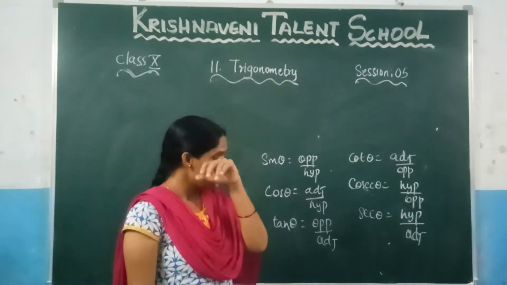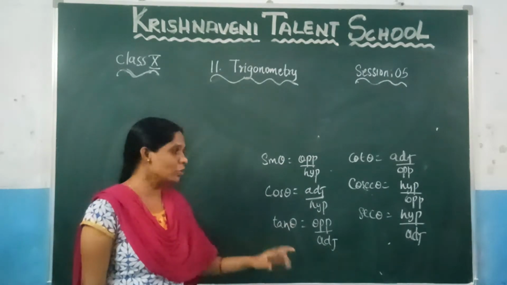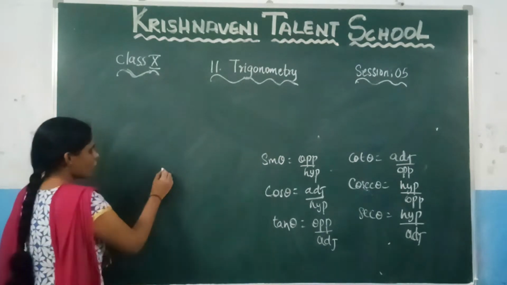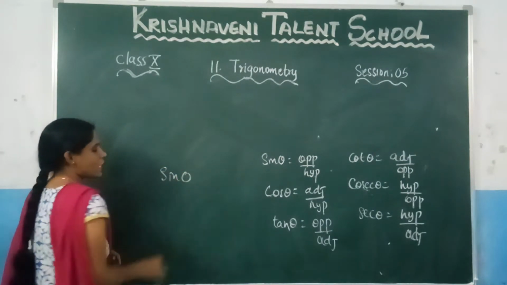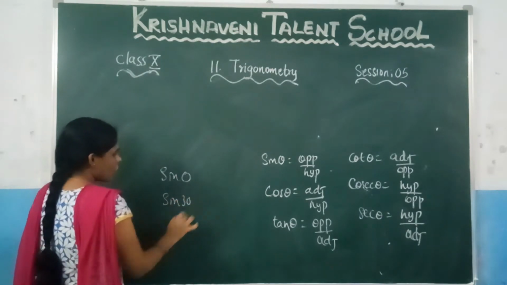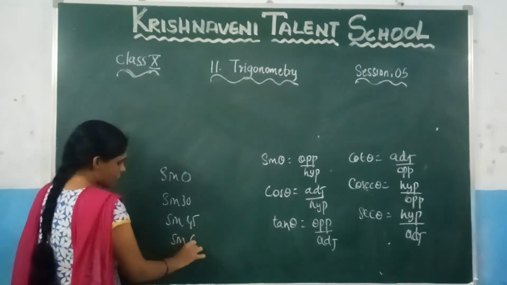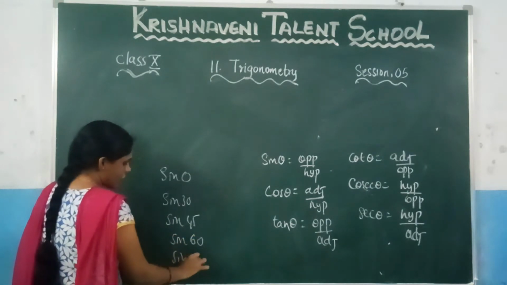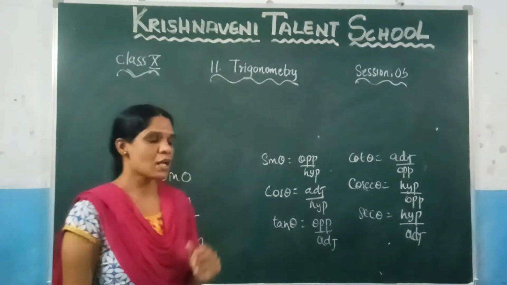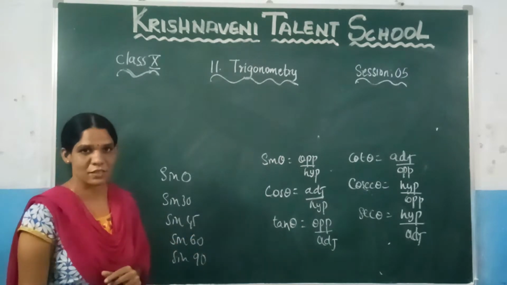Now, in the further exercises, we are going to learn about this. You know that sin theta is equal to opposite side by hypotenuse. If I ask what is the value of sin 0, what is the value of sin 30, what is the value of sin 45, what is the value of sin 60 and what is the value of sin 90? So if you consider some specific angles, how you can find all these values, that thing we are going to discuss in this session.